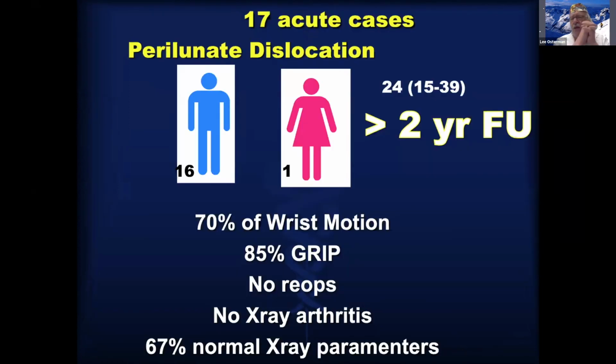Our study, in looking at patients over 2 years, these are all pure perilunate, so no transcaphoid perilunate. None of these patients were opened up or had any type of anchors inserted arthroscopically. They were all treated with K-wire fixation. At a greater than 2-year follow-up, we had the kind of motion you see, reasonable grip, no re-ops, no X-ray arthritis, and maintenance of essentially normal parameters in 2/3.